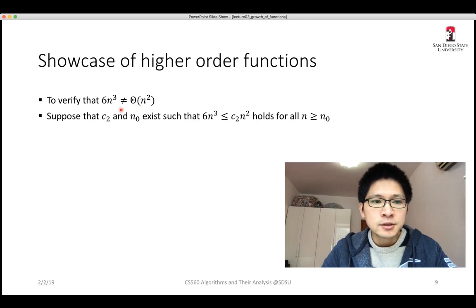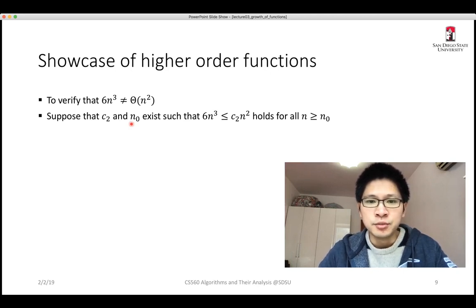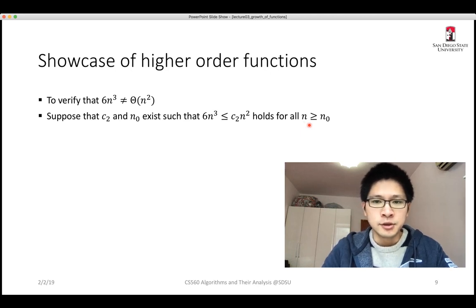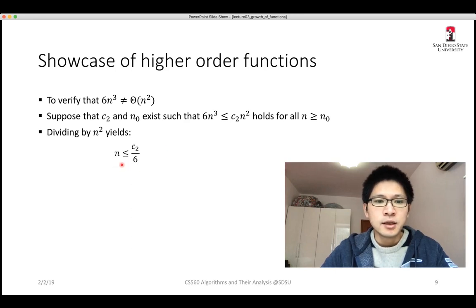So let's suppose that there exist positive constants C2 and N0, such that the function 6 times n cubed is less than or equal to C2 times n squared, and it holds true for all n that's greater than n0. So what if we divide the inequality by n squared? It'll become n is less than or equal to C2 over 6.